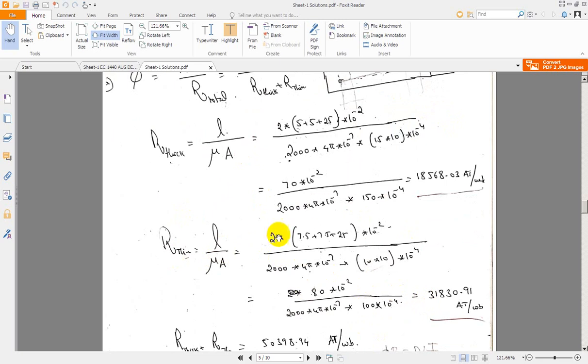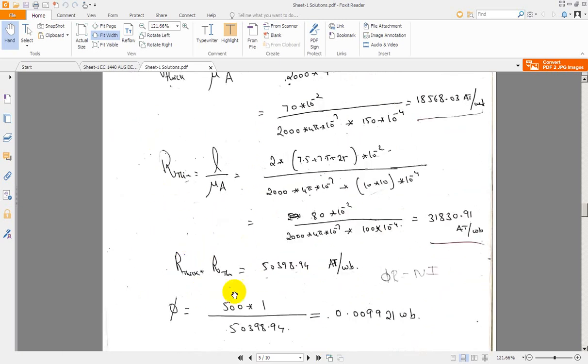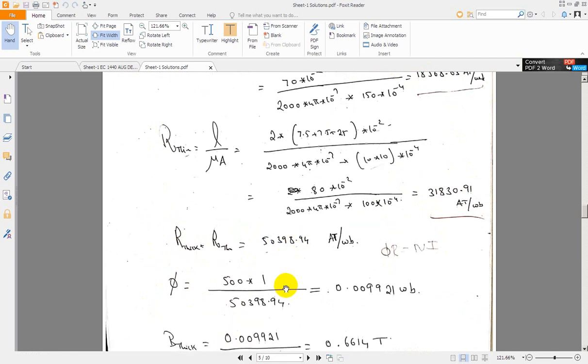If you simplify all these things, you will get 31830.91 ampere turns per Weber. This completes the reluctance of the thick side and the reluctance of the thin side. The total reluctance will be this plus this, which is 50398.94. To calculate the flux, it is N into I divided by R total. N is 500, the current flowing is 1 ampere, divided by 50398.94, which gives 0.009921 Webers.